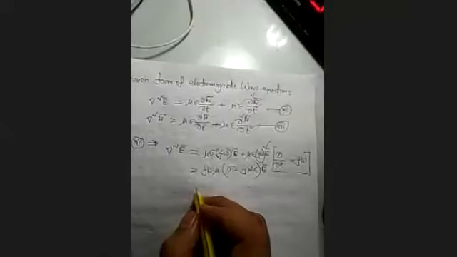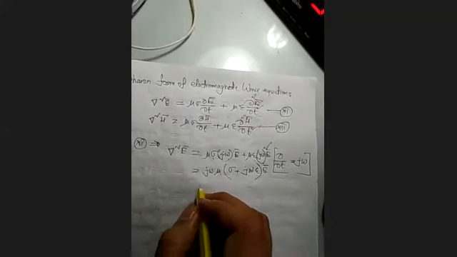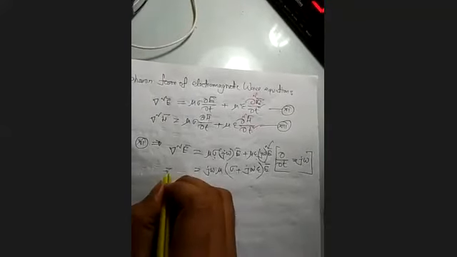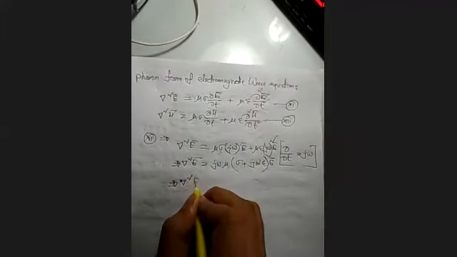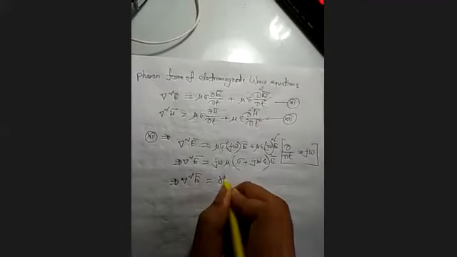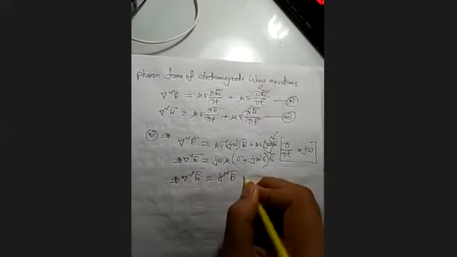So now, on the left side it is del squared E, and on the right side it is like this. Now del squared E is equal to gamma squared E. Why is it gamma squared?